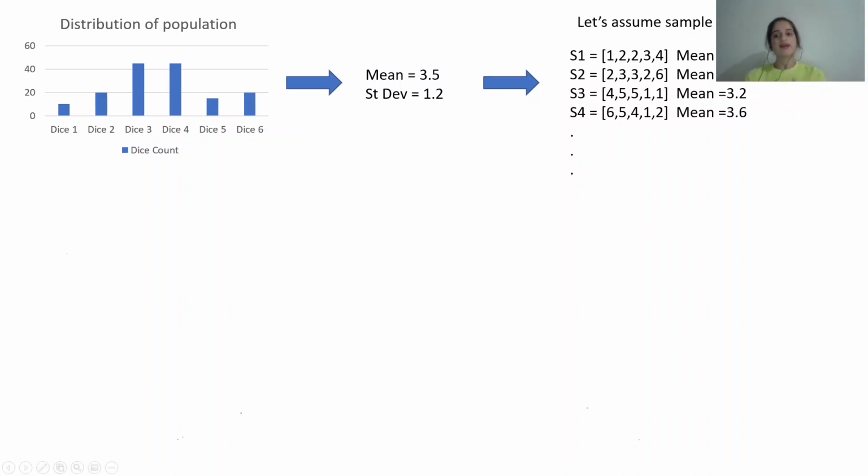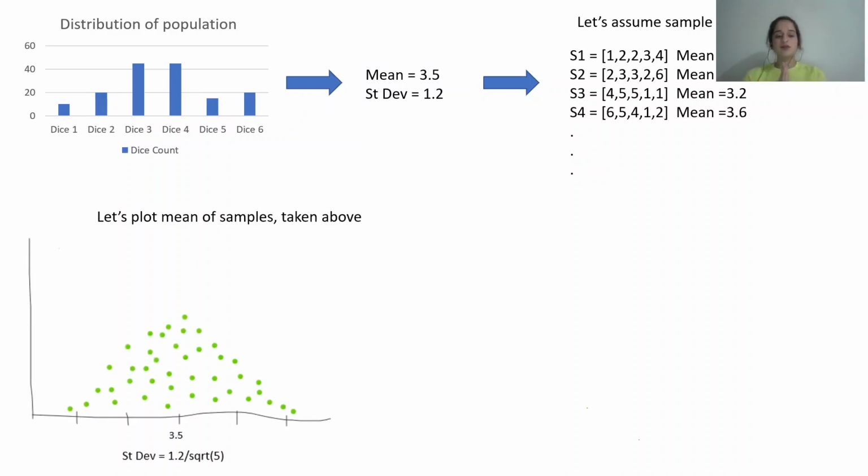I get the mean of all such samples. Now I want to plot this graph. After plotting this graph, this is how it looks. My first sample mean is 2.4, so my 2.4 will be somewhere here. Next is 3.2, which will be somewhere here. Next is 3.2 again. Again, this 3.6 will be here.